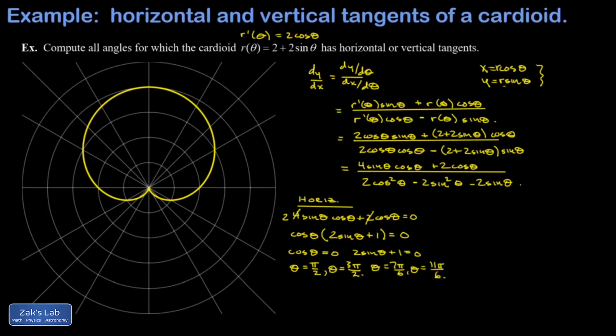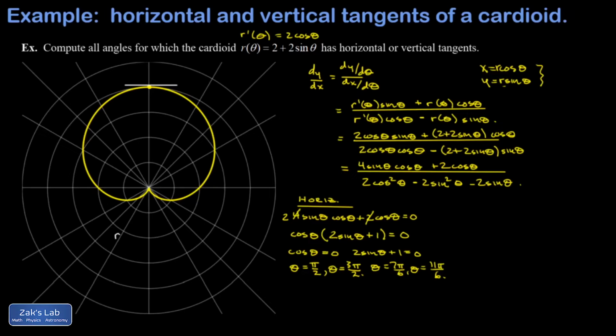So if we start to look at these things, at theta equals pi over 2, that looks pretty good. It looks like there's going to be a horizontal tangent right at the top of the cardioid. But then when we look at theta equals 3 pi over 2, that's when we're aiming straight down. It looks like that's the angle that gives me the cusp at the origin.